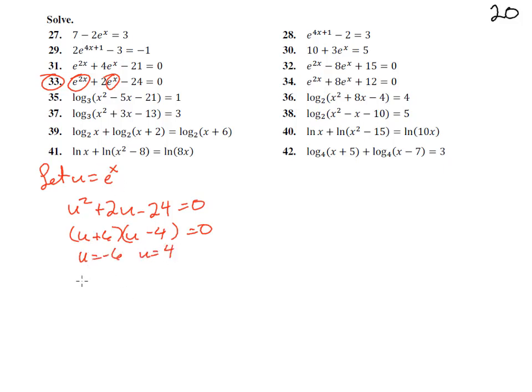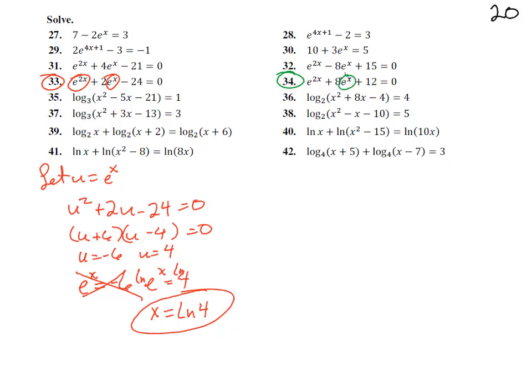Take this mask off. U was e to the x the whole time, so we get e to the x equals a negative 6, e to the x equals 4. This one will produce no solution. E to the x only gives us positive numbers. E to the x equals 4. We can log base e both sides, and natural log of e to the x is x equals ln of 4. Good. Number 34.